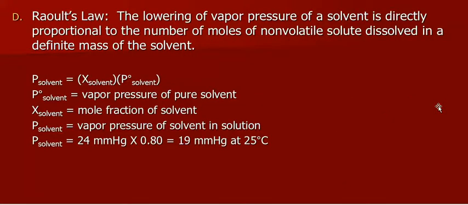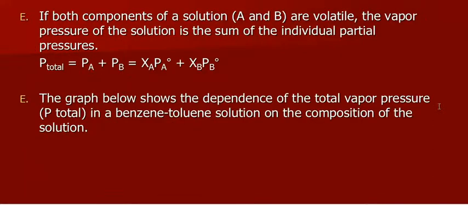Raoult's law deals with the lowering of vapor pressure, saying it's directly proportional to the number of moles of non-volatile solute dissolved. Non-volatile means the solute particles will not evaporate. If both components of a solution are volatile, that means if both components can evaporate, the vapor pressure of the solution is the sum of the individual partial pressures. So the total pressure is equal to the partial pressure of component A plus the partial pressure of component B.